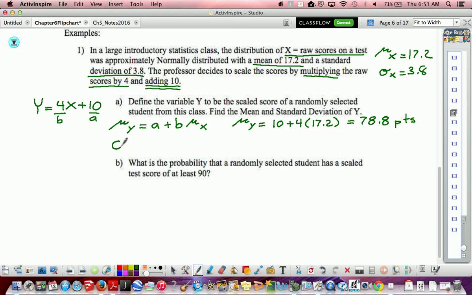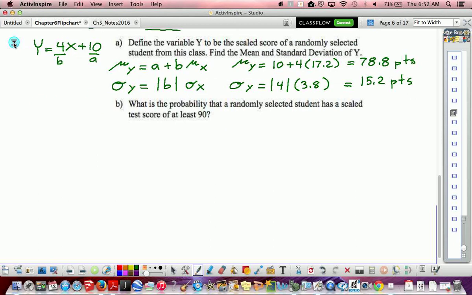Now we do the same thing for the standard deviation, but we have a different formula. Absolute value of b times the standard deviation of x. So our standard deviation of y in our case is going to be the absolute value of 4 times 3.8. Well, the absolute value of 4 is just 4. So 4 times 3.8, I believe, is 15.2 points. Okay. All right, so that takes care of A.